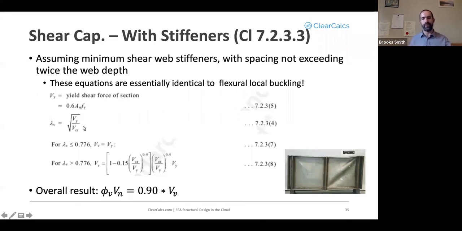So calculate your V sub Y, your slenderness factor for shear, and then switching, depending upon the value of that slenderness factor, between one of these two equations. Again, your overall result, the phi value is still the same, it's still 0.9. 0.9 times V sub V is your final result for your shear capacity.